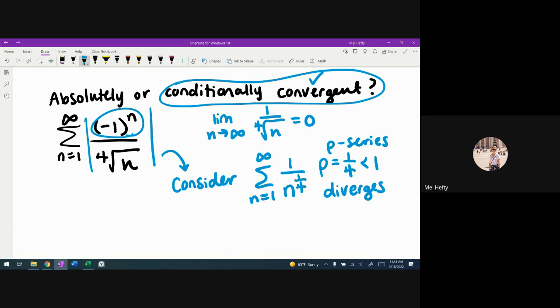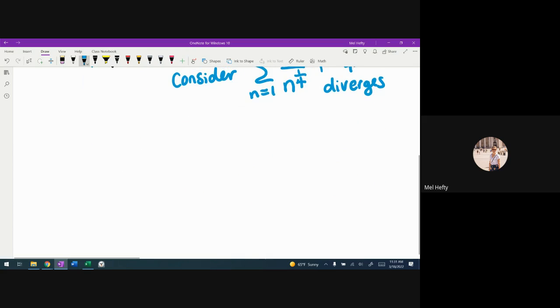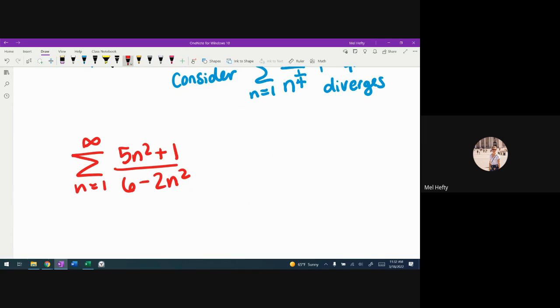So going back to kind of the linkage issues, a lot of people, this came up a lot on the problem sets with nth term test, funny enough, also on the quizzes. Some people were trying to do nth term. So let's say I was doing 5n squared plus 1 over 6 minus 2n squared. That would be a good one for nth term, right? Yeah. All right. Tell me what's wrong with this statement right here.